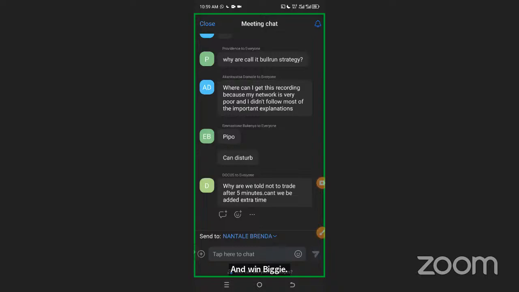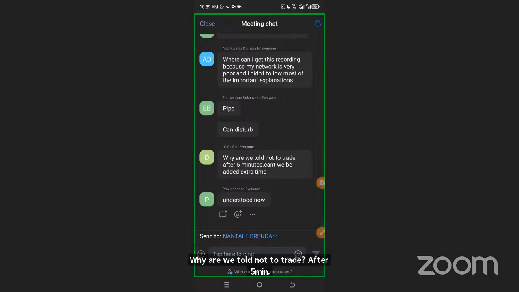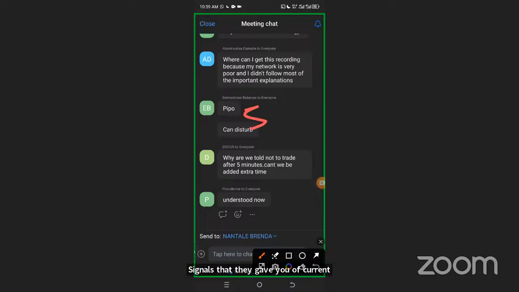Why are we told not to trade after 5 minutes? Can't we be given extra time? No. Signals that they give you of current price are signals of pumping coins. If you fail to enter the coin within 5 minutes, you will find the coin has already sold, and you will be entering at the wrong time, which will lead you into floating loss.